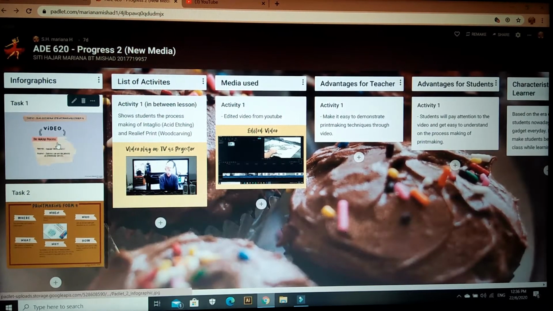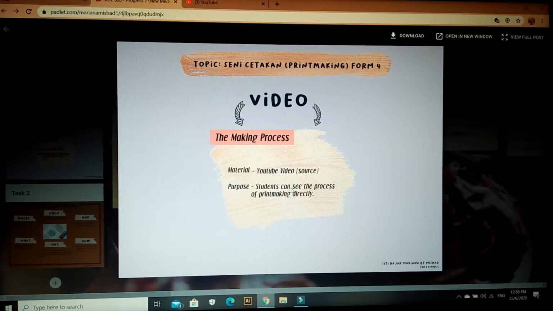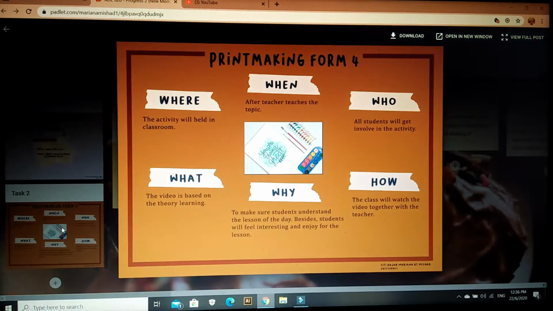So first I will talk about the infographics. Here is the infographic about my video. I only use one new media for my micro teaching, which is video. The making process uses material from YouTube video sources, and the purpose is that students can see the process of printmaking directly.